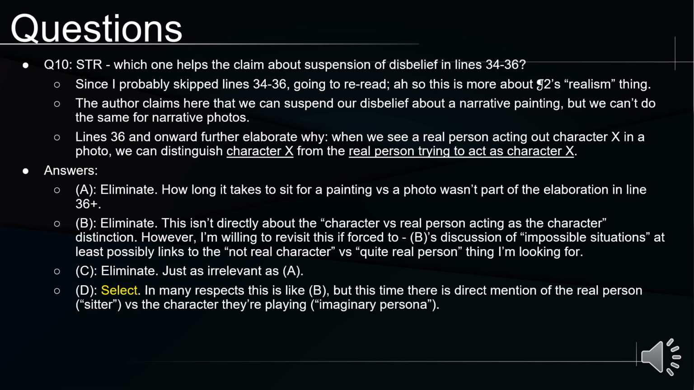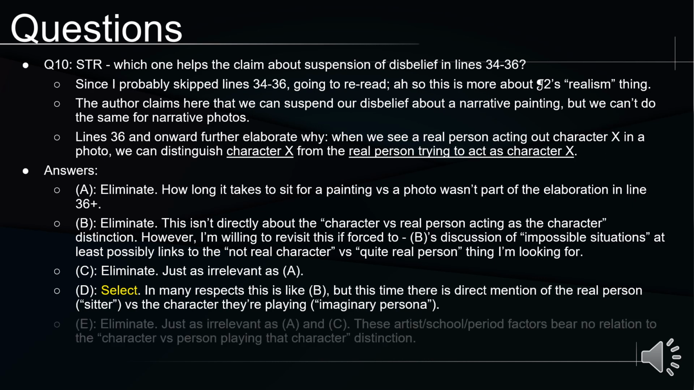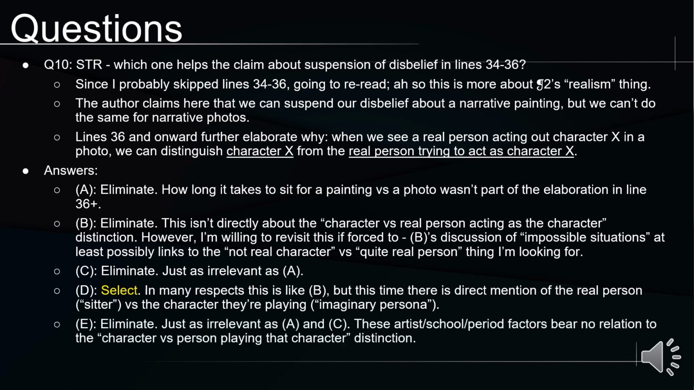So I would choose the one that gives me the terms that I'm looking for and has the right structure versus the second best answer that has none of the terms I'm looking for but has a possibly correct structure. And that brings us to E, which I will also eliminate. To me, again, it's just as irrelevant as A and C. These artist school period factors bear no relation to the character versus person playing that character distinction that I've been harping on about for this entire slide.